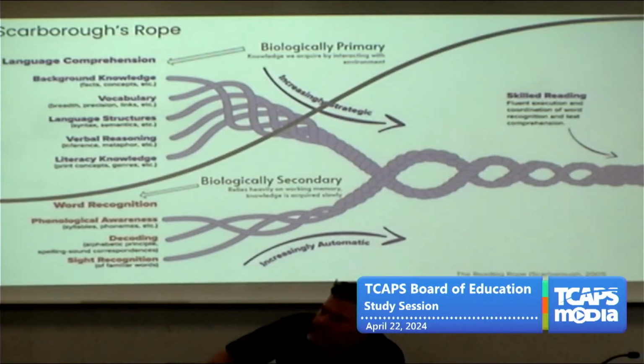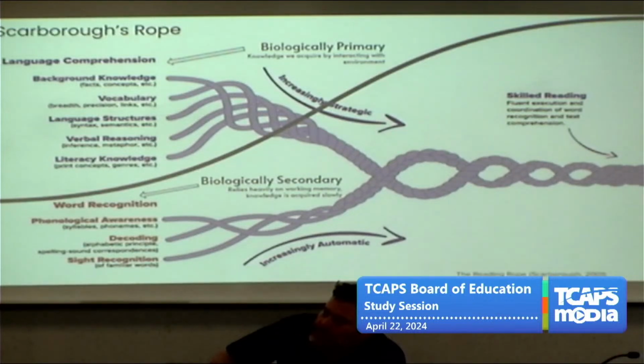So what do these pieces tell us? The top part there is language comprehension, and that is something that students gain from their environments, which is why we consider it biologically primary. We see a lot of students who don't have experiences or background knowledge, and that directly impacts their ability to be successful in this strand. This is your knowledge area, where you're gaining all of that knowledge around content areas and putting those pieces together.